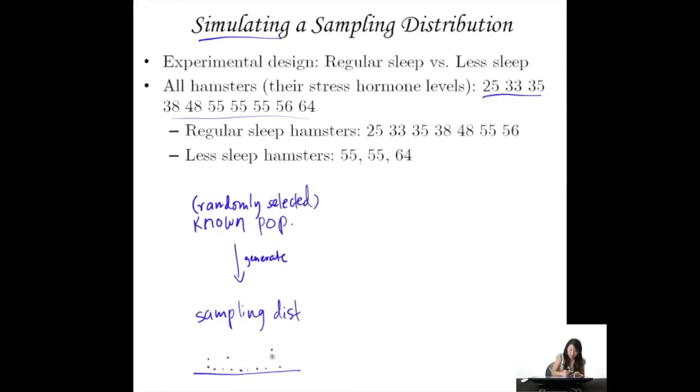Like, here's a dot plot of a whole bunch of means. And the means might range from 25 all the way to 64. So the mean can't be equal to or greater than 64. It can't be less than or equal to 25. It has to be somewhere in between. All right, and then we want to know, okay, now we have these less sleep hamsters. Sleep-deprived hamsters, that makes more sense. So sleep-deprived hamsters, and so maybe we'll calculate their mean.